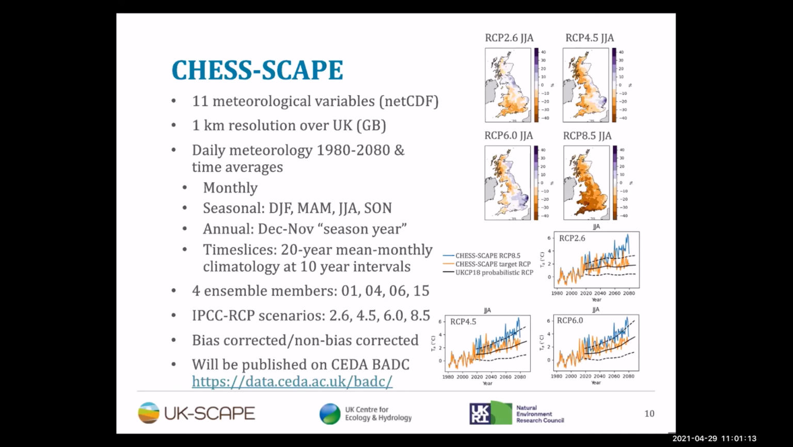We've produced 4 ensemble members and 4 RCPs for each of those. There's a time series on the right to show that, for one particular ensemble member, they compare well with the probabilistic RCP scenarios that have been produced by UK-SCAPE 18. We've produced bias corrected and non-bias corrected data, and we'll be making both available so that you can see what effect the bias correction has had. And finally, these will be published on the CEDA BADC archive, hopefully in the near future, so that you will be able to download them and use them if you want. And that's all I've got. Thank you very much.